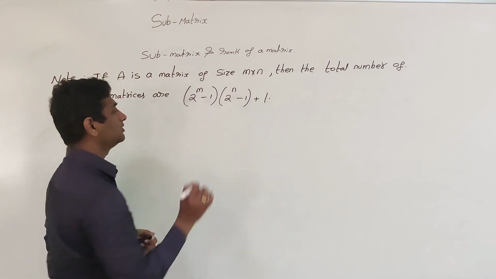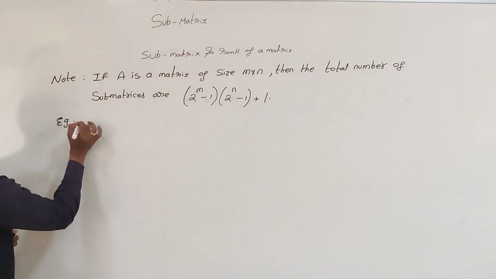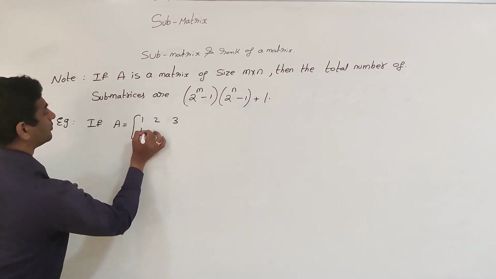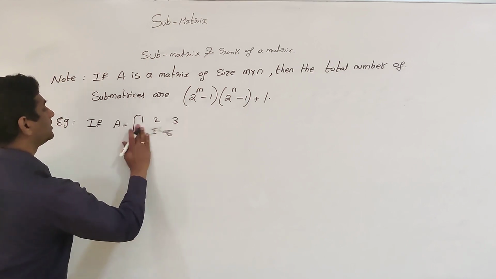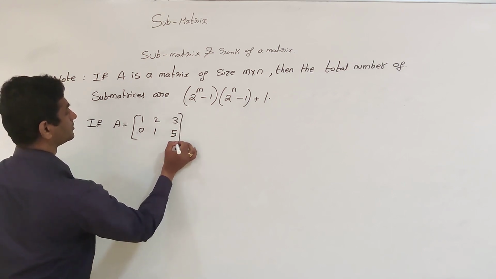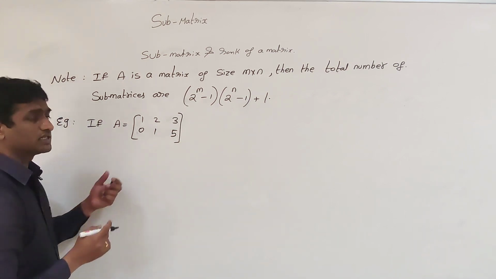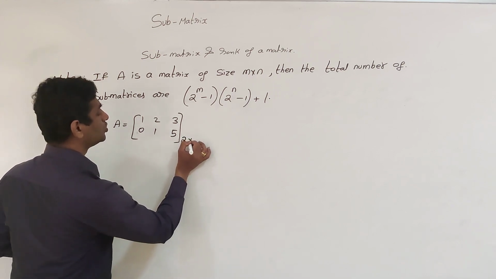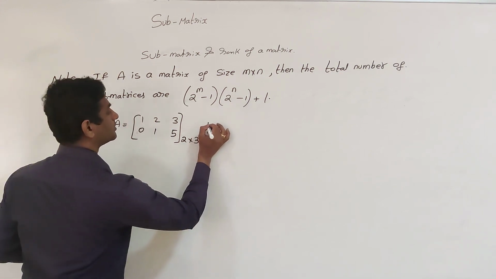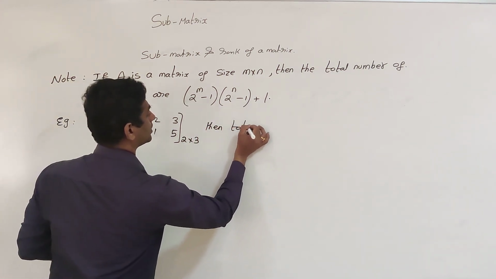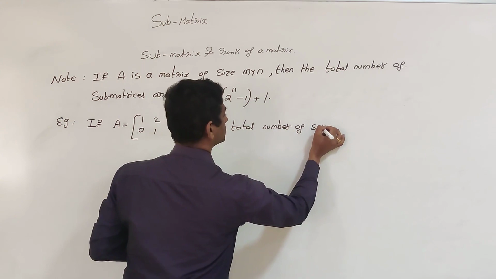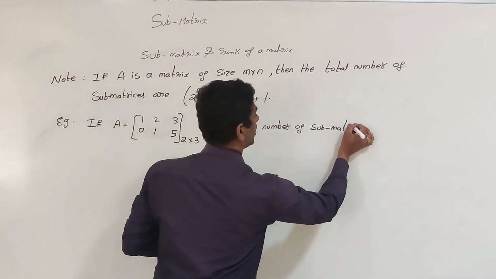So for example, if A is a matrix 1, 2, 3, 4, 5, 6, otherwise 0, 1, 5, 1, 2, 3, 0, 1, 5. What is the size of this matrix? It is the size of 2 by 3 matrix. 2 rows, 3 columns. Then total number of submatrices are what?